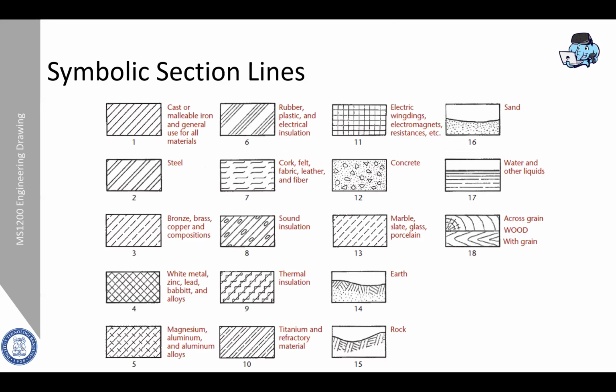Okay. These are the symbolic section lines for different types of materials. Number one is for the cast iron or for general use for all materials. Yeah, number two is for steel, number three is for bronze, and so on. Okay, but for general use, we use this one for the cast iron.